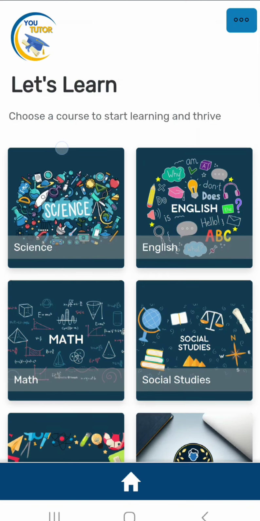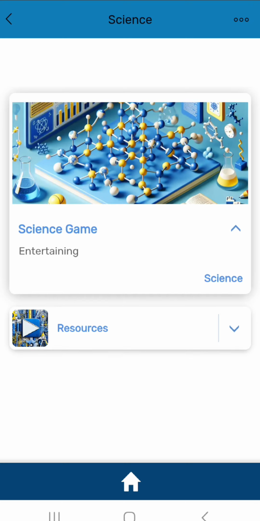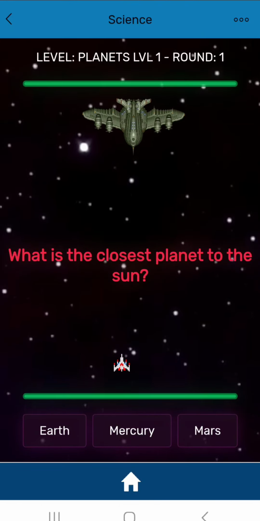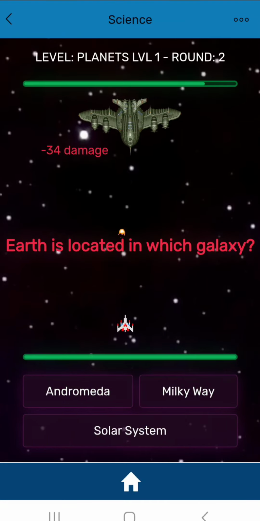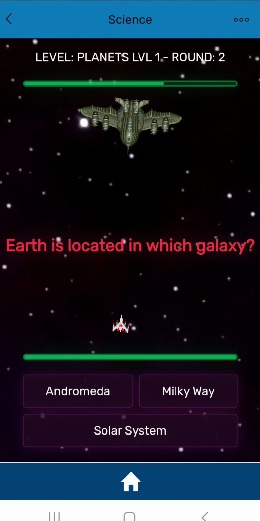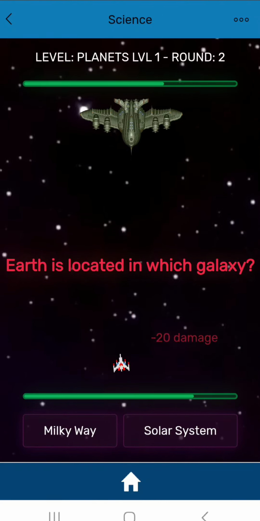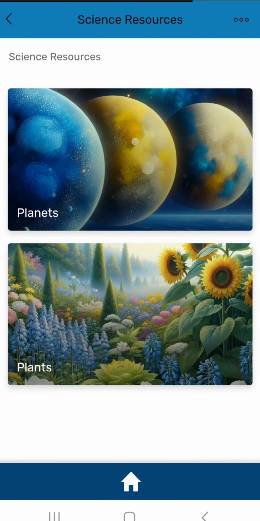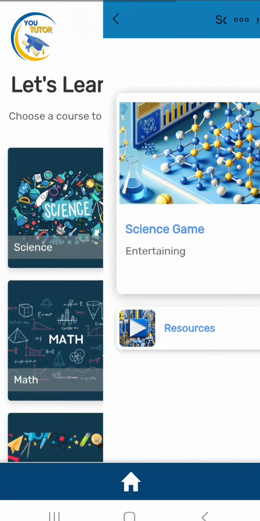Let's go into Science, for example, in which it has a science game where we can play. We do damage if we answer the question right, and we take damage if we do the question wrong. And let's say you do it all wrong and eventually lose a level, you would have to go into resources and watch the videos to help you understand the concept.